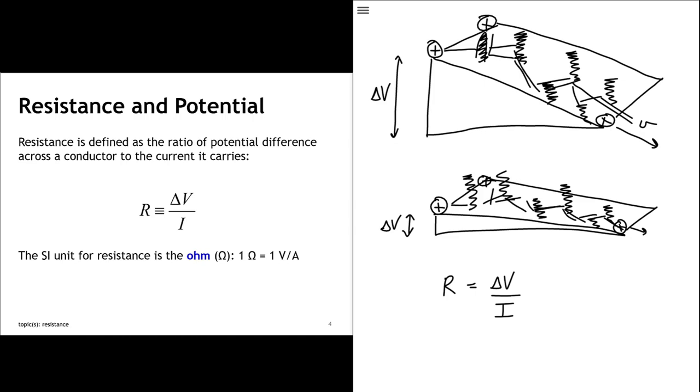Now here, the unit of resistance we call the ohm. We use the Greek letter omega to represent ohm. And 1 ohm is equivalent to 1 volt per amp. So in other words, the potential difference per current.